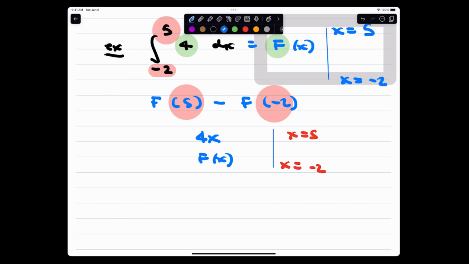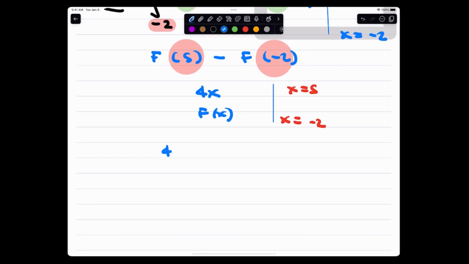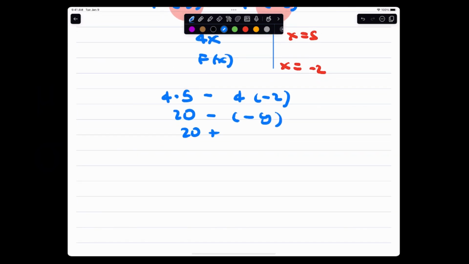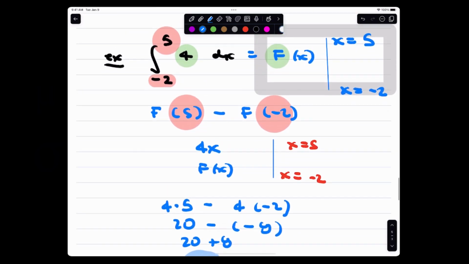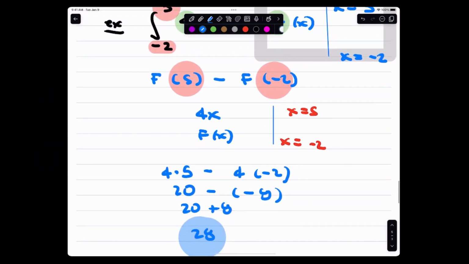So you just now have to do some arithmetic. You say, is this going to be 4 times 5 minus 4 times -2? And the answer is yes. That's 20 minus a -8, which is 20 plus 8, right? And what does that give you? 28. Okay. See all the detail?